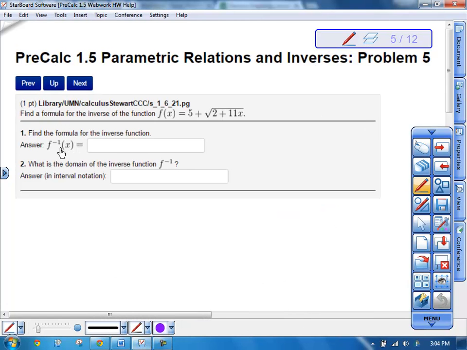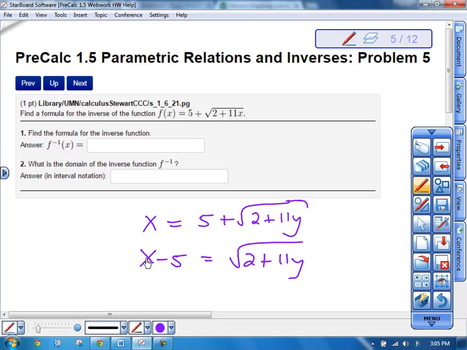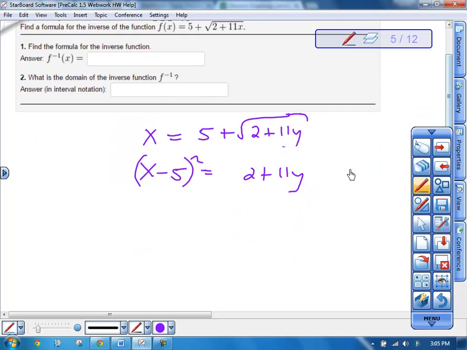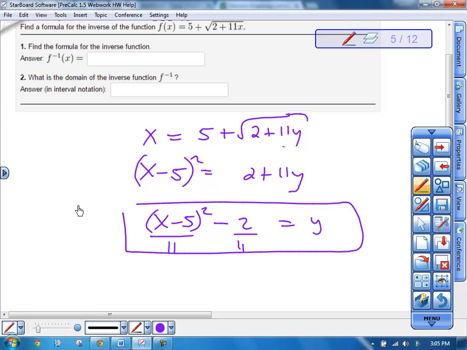Okay, let's do it again. We want an inverse function of f of x right here, so we're going to switch x and y. Like I said, I use y instead of f inverse, but so I have x equals 5 plus square root of 2 plus 11y, and then subtract 5. Now square both sides. That gets rid of this radical. Subtract 2. And then divide by 11. So when you divide by 11, you have to divide everything through by 11. But that is the function, and instead of y, we should call that f inverse of x.